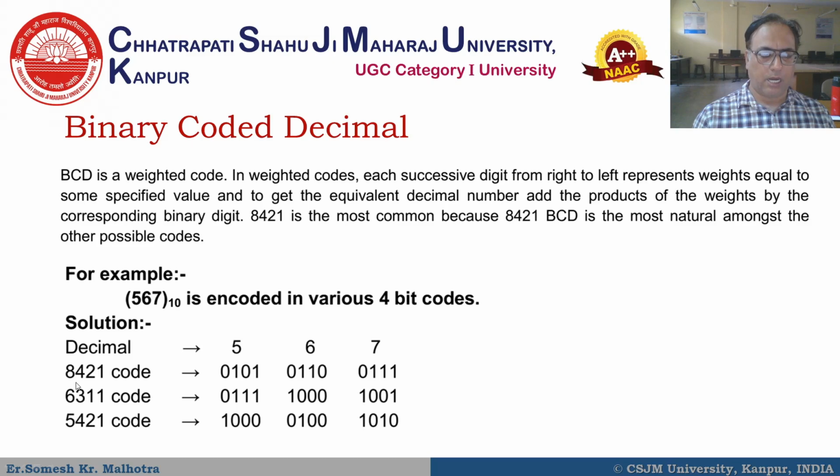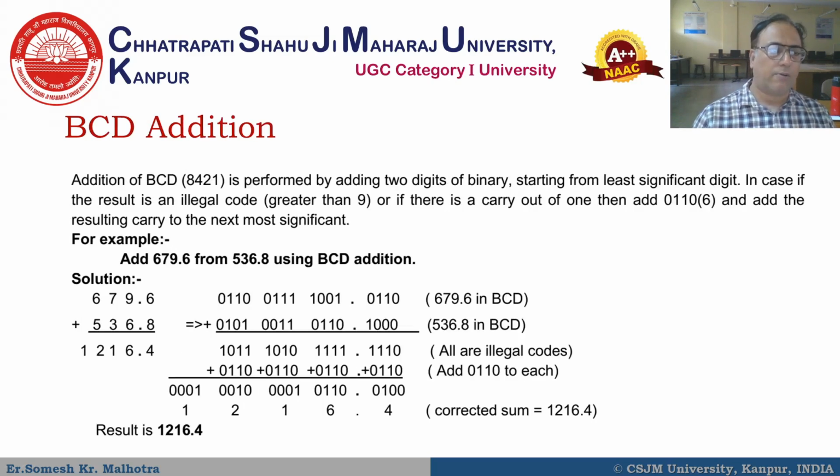Now, let us see how arithmetic is operated in the BCD code. In this series, let us first of all see BCD addition. The addition of BCD is performed by adding 2 digits of binary starting from the LSB, or LSD. In case the result is an illegal code, meaning it is greater than 9, or if there is a carry out of 1, then add 0110.